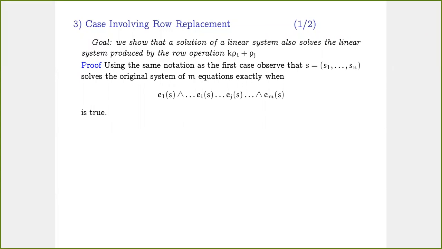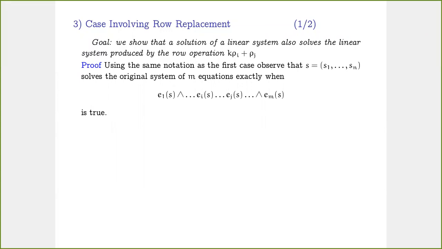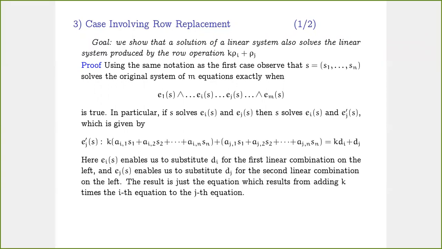Using the same notation as the first case, when we did the row swap, observe that the solution S solves the original system of M equations exactly when the following conjunction, or logical AND, of equations is true. We have S solves the first equation, S solves the ith equation, S solves the jth equation, and S solves the mth equation. In particular, because we can extract from a logical AND that they're all true, if S solves E_i and E_j, then we want to show that it solves E_i and the transform of E_j, E prime j.